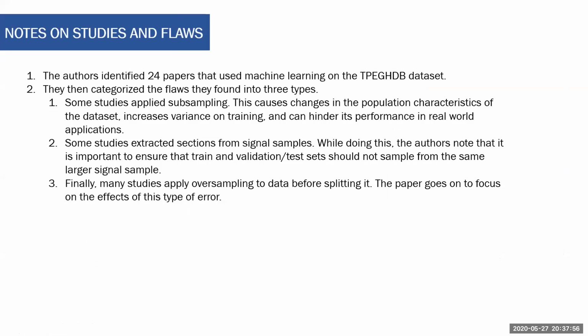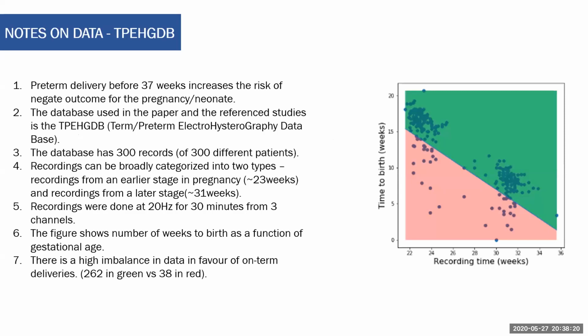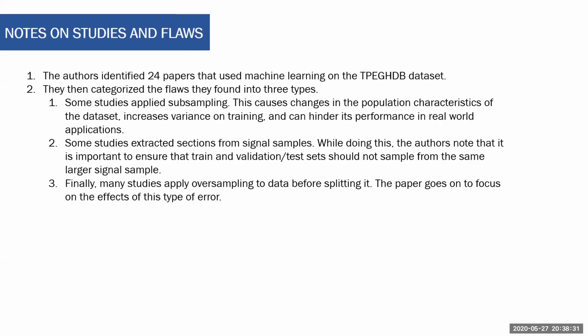So here's some notes on the studies and the flaws. The authors identified 24 papers that use machine learning on the data set I talked about previously. And they categorized the flaws that they noticed in these studies into three broad types. One is subsampling. So what you do with subsampling is, coming back to this graph, you would take about 38 to 40 points in the green region, so that it is equalized with the 38 points in the red region. Now, that has some benefits. You are avoiding the oversampling situation, but then you have a smaller data set, and that can result in high variance.